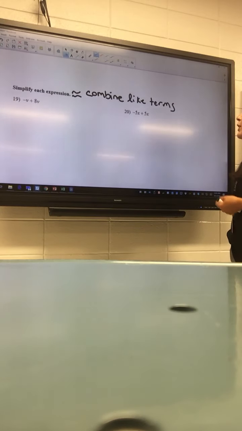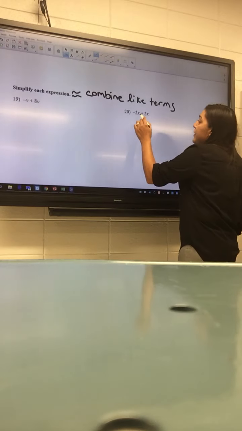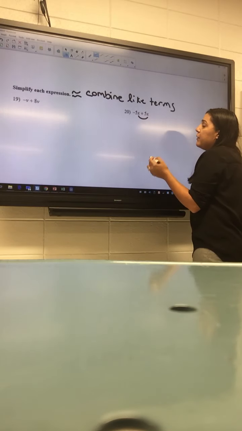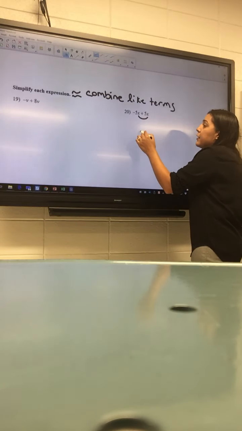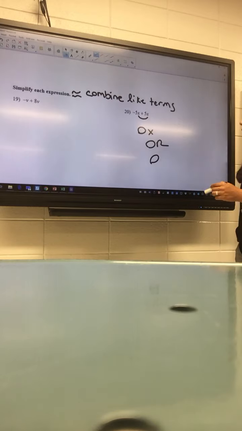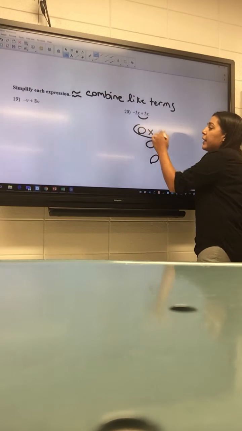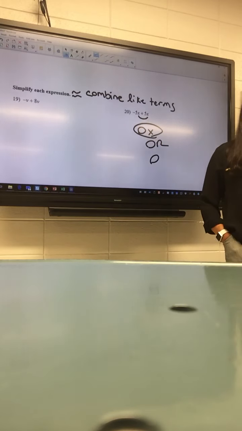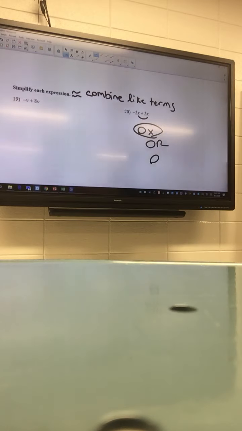So for number 20, I have a negative 5x and a positive 5x. Can those be combined? Well, yeah, they can. They both have the same last name of x. So we can combine them. Negative 5 plus 5 is going to be 0x. Or you can just write 0. Either one of those works. I would get in the habit of just writing the x on there. That's not the correct way to do it, but it does, to me, make more sense.